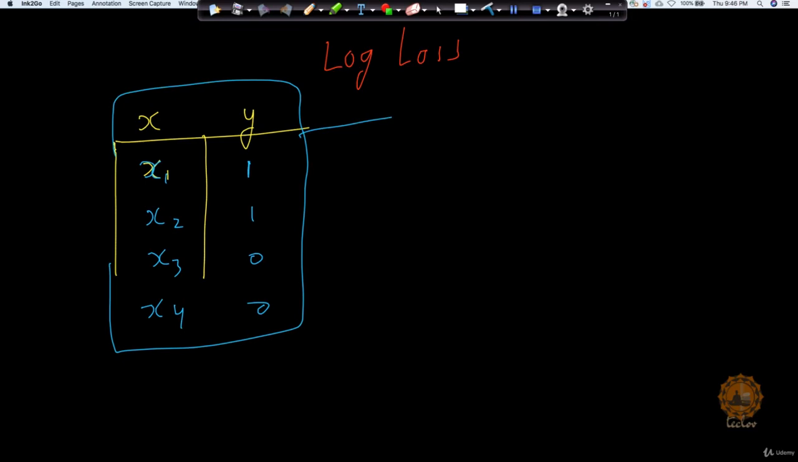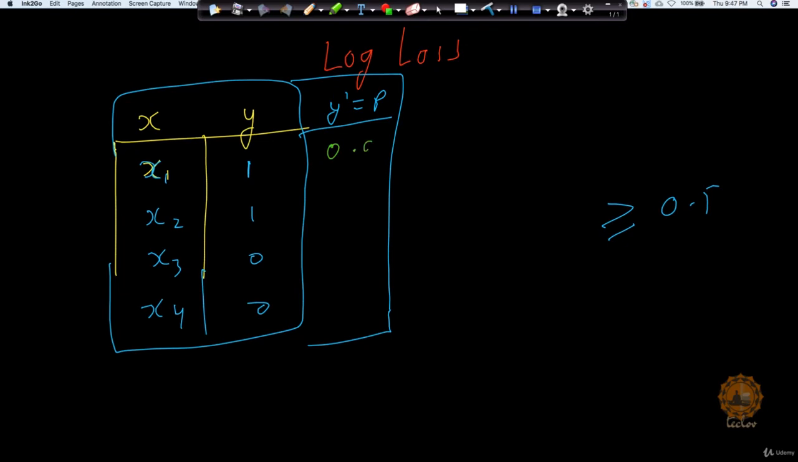Now here, let's say when I build a model and I get my prediction y dash, this is a probability. Let's say we have built a model such that anything greater than or equal to 0.5 probability, I'm going to mark as 1. Otherwise, I'm going to mark it as 0. Let's say we have built some model like that. And for the first portion, let's say we got our probability as maybe 0.9.